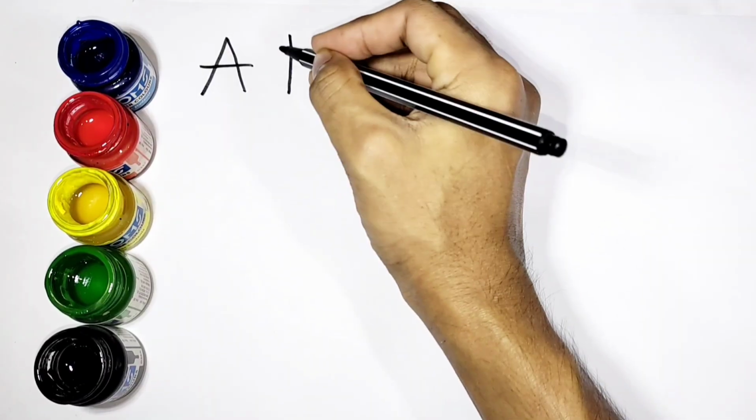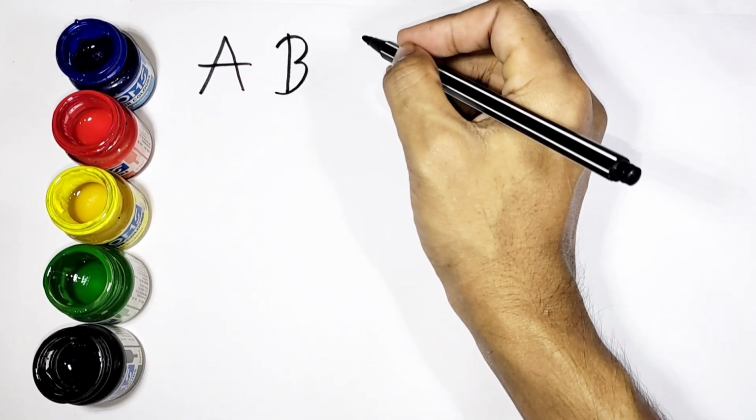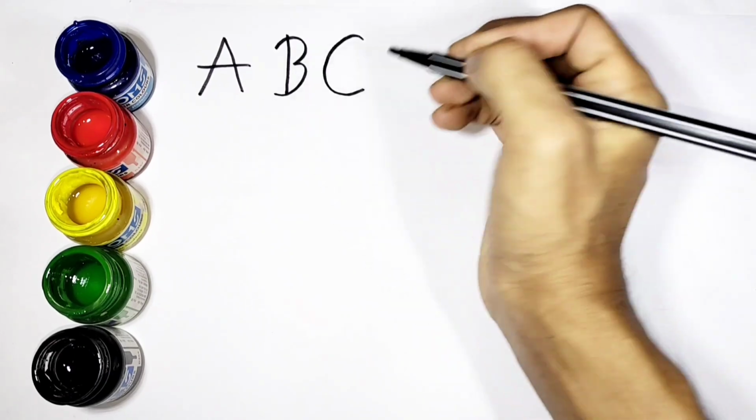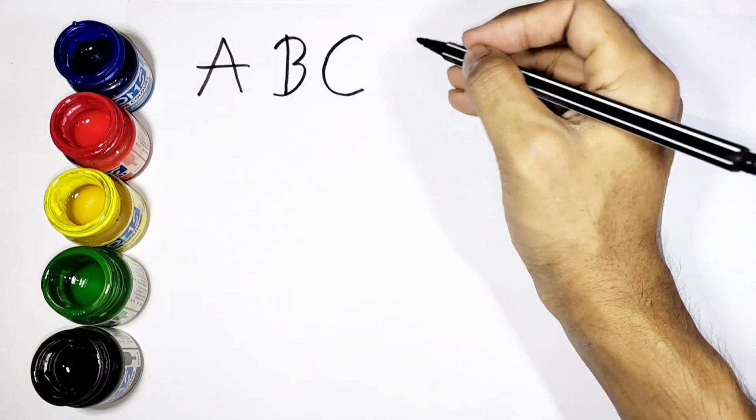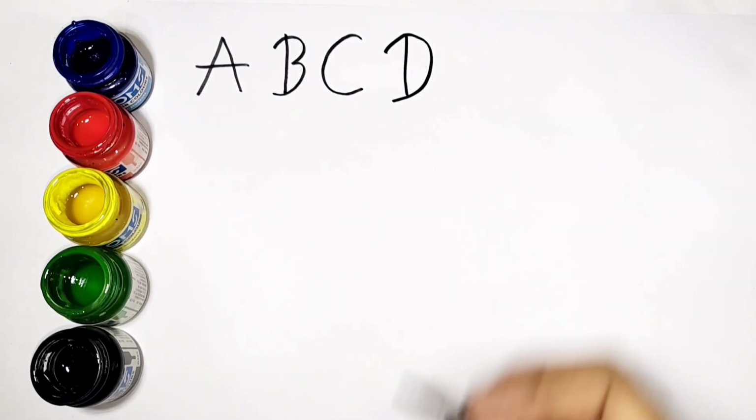A for apple, A for ant. The next one is B. B for ball, B for bat. And the next one is C. C for cow, C for cat. The next one is D. D for dog.